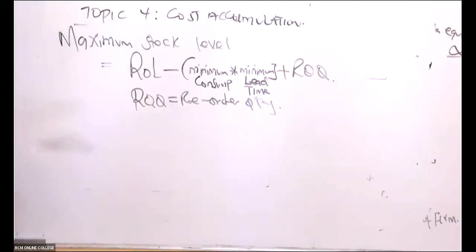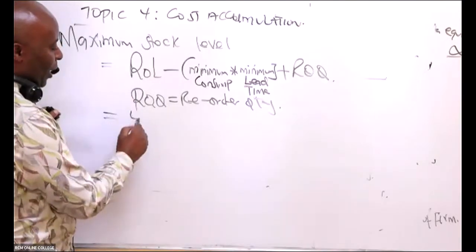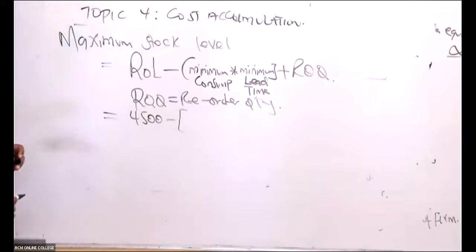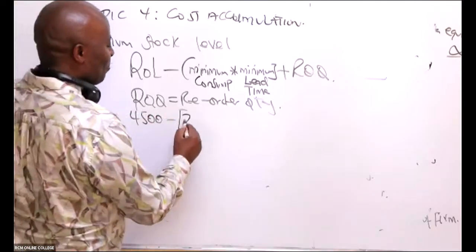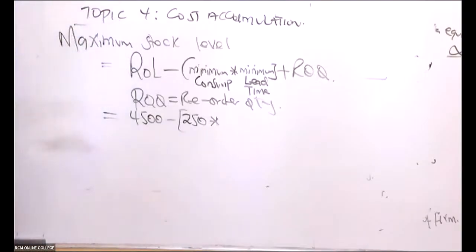Maximum stock level. So, ladies and gentlemen, what is our reorder level? Already we have this figure somewhere: 4,500, right? Are you able to see the minimum consumption in this question? 250 or 200? 250 is the minimum. And are you able to see the minimum lead time? It is 4, isn't it?